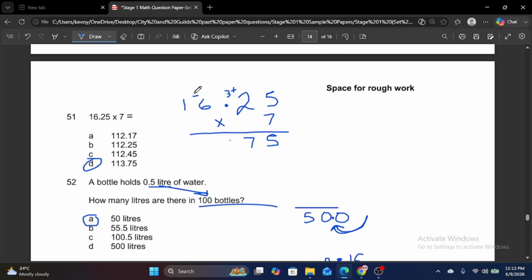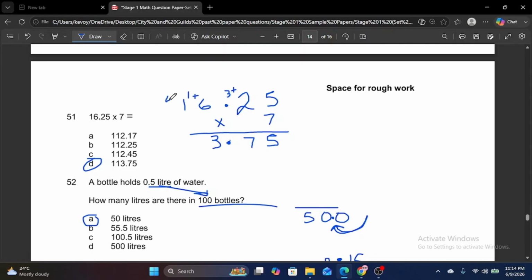Carry over that 1 to be added. Alright, 7 times 6, that's gonna be equal to 42. 42 plus 1, that's gonna be equal to 43. And ensure that your answer has the same amount of decimal places as the decimal number you're multiplying by. So you want to ensure that it also has 2 decimal places for your answers. So 7 times 6 is gonna be 42 plus 1, that's 43.